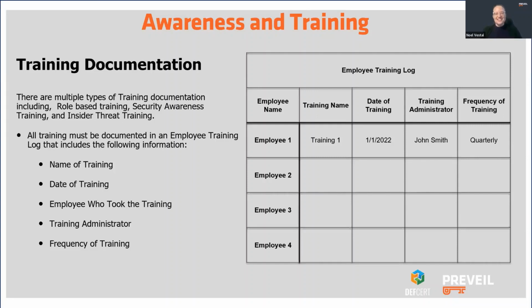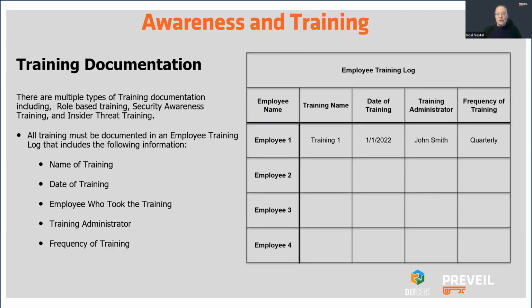Awareness and training is a really important one, and there's so many different things. There's a lot. There's so many different items that you have to address, but the big ones, and you see it here, there's role-based training. If you have a security administrator, they need to actually have security administration related training. There's security awareness, which is across the board for everybody in your company. And so is insider threat. Those are the big ones.